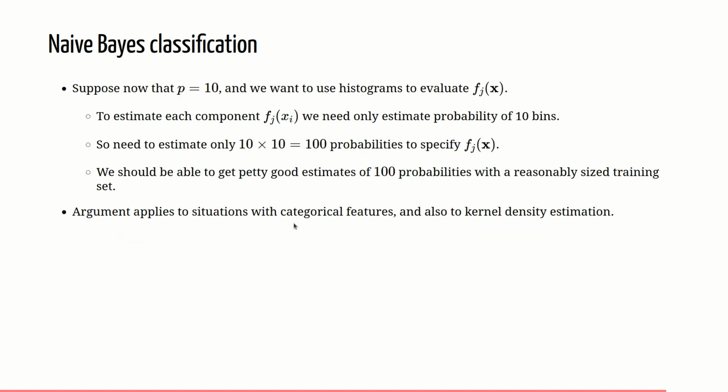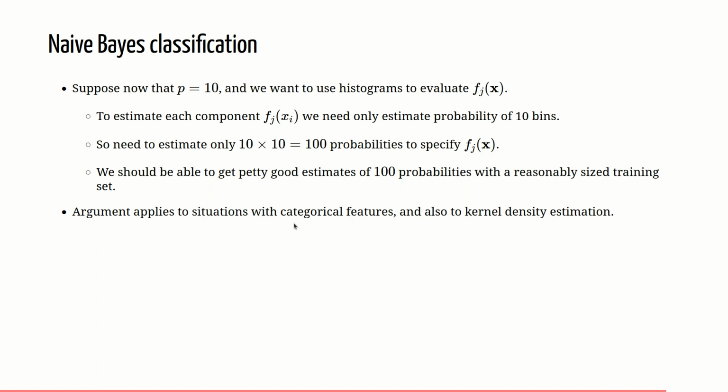So if p equals 10 and we want to estimate histograms, then to estimate each of the components, we only need to estimate 10 bins. So we've got 10 predictors, and for each one we only need 10 bins, so we only have 100 probabilities to estimate the whole thing. And so we should be able to get pretty good estimates of those 100 probabilities with, say, 1,000 data points or 10,000 data points. The same argument applies to categorical features and to kernel density estimation.